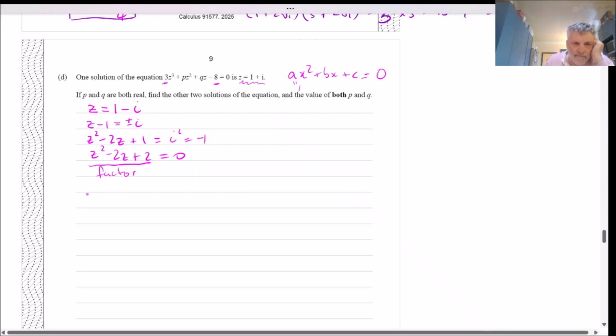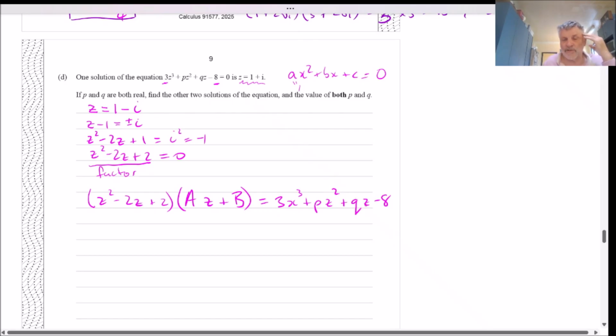So if this is a factor, the other factor has to be linear. So let's just call it az plus b. And that will give us our cubic that is given in the question. And we can use this information to find out these values here and these values here. So we can find all of these things from this equation.